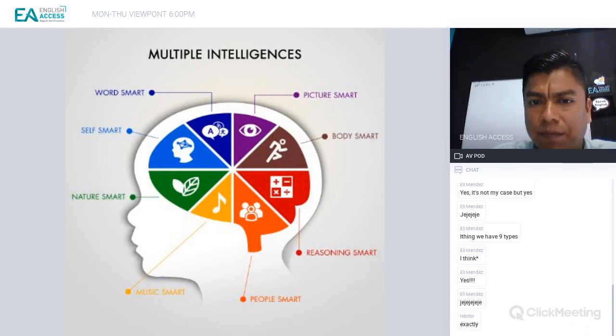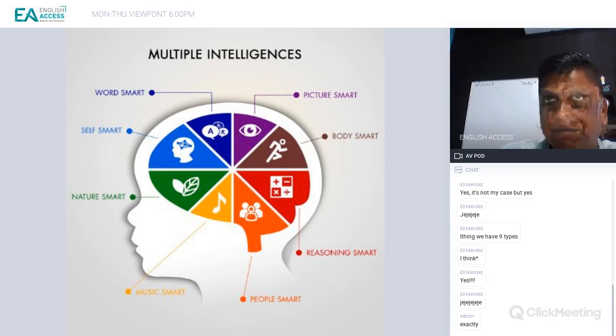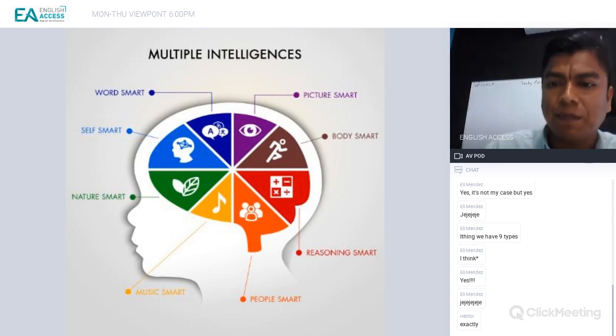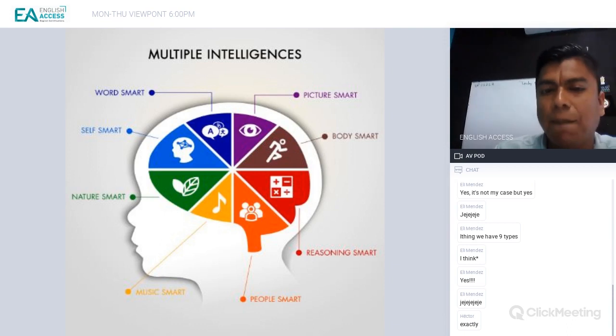We have this intelligence here that says body smart. The person is intelligent with his or her body. They are good athletes. They are good dancers. We also have this one that says reasoning smart. These people are intelligent with mathematics or chemistry or physics. We have people smart. These are the people that have the ability to make friends very easily. Music smart, the people that can make music, that can play an instrument or sing.